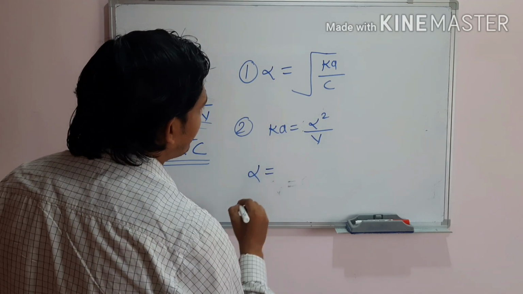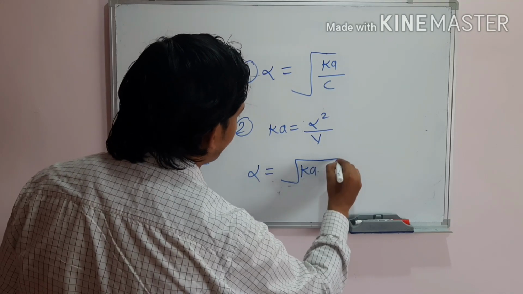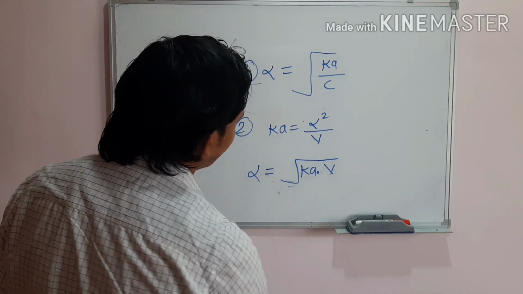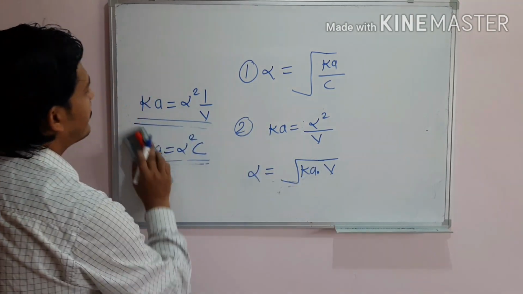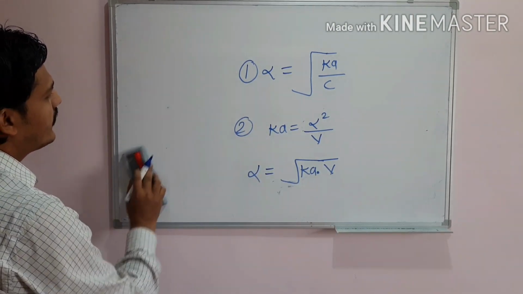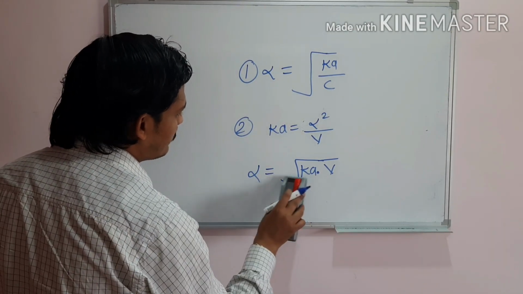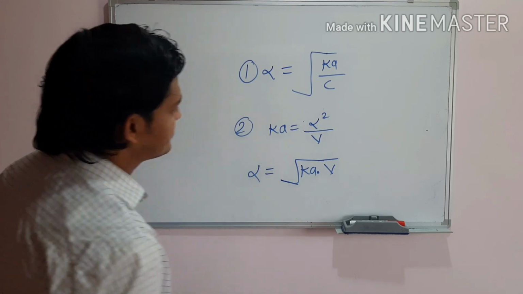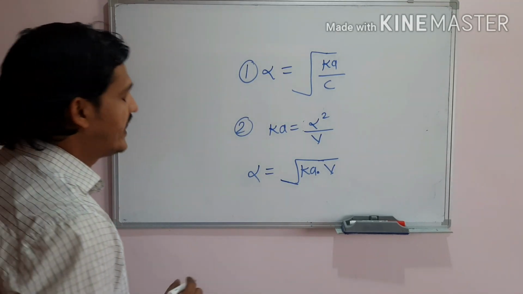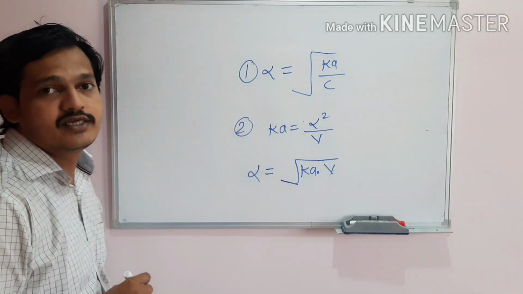What does alpha mean? Alpha is equal to under root Ka into V. These are the two formulas regarding Ostwald dilution law for weak acid. Okay, alpha means degree of dissociation.